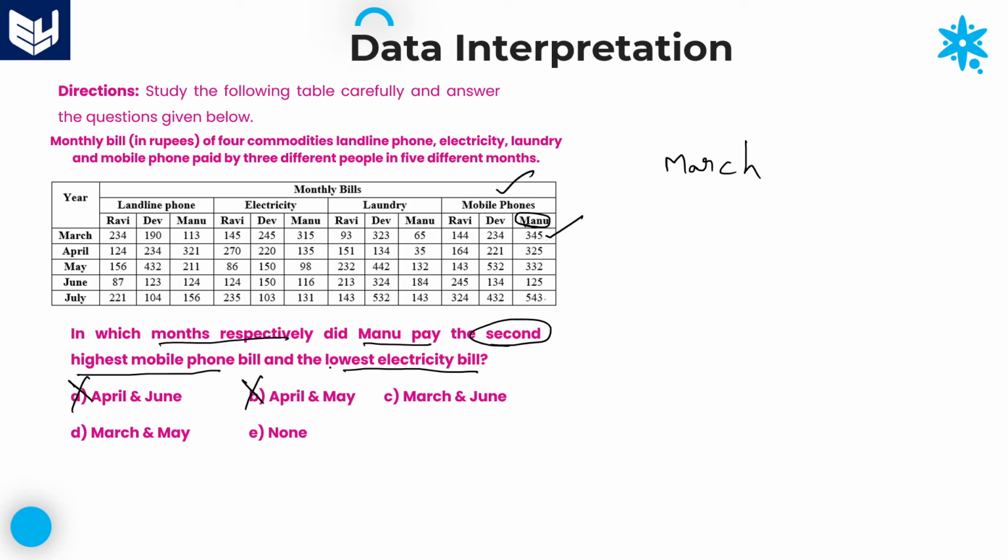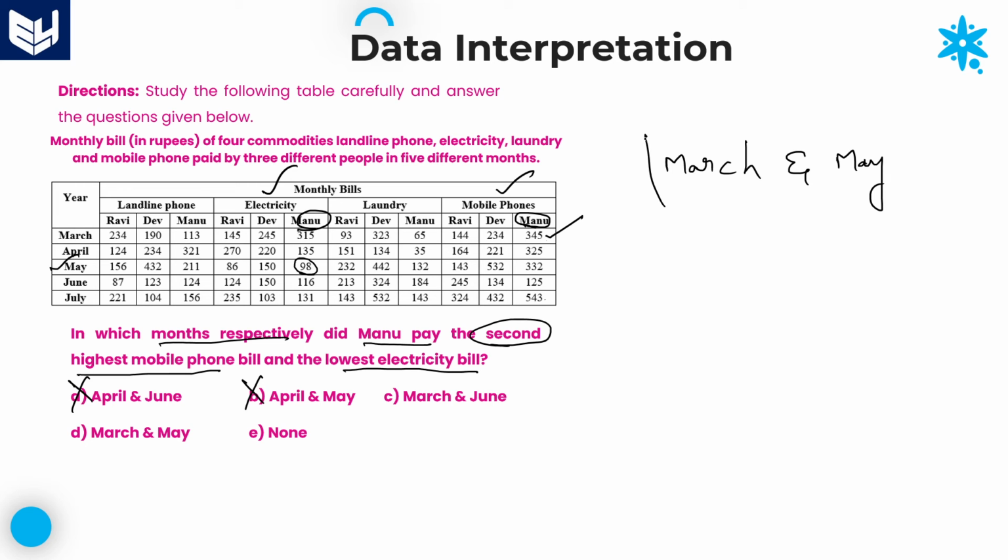Now look at the second one which is given, lowest electricity bill. We are talking about electricity and the person Manu, lowest value among all the values. Here if you observe carefully, this is a two-digit number, and the remaining four are all three-digit numbers. So obviously the lowest value is in the month of May. Therefore our required answer is March and May.